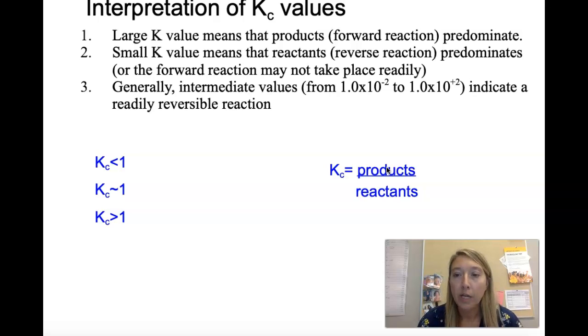So the numerical value of K gives you an indication of where that equilibrium position lies, and what is being favored. Okay, so big K, we are favoring products. K close to 1, it lies near the middle. A really tiny K, we are favoring reactants.